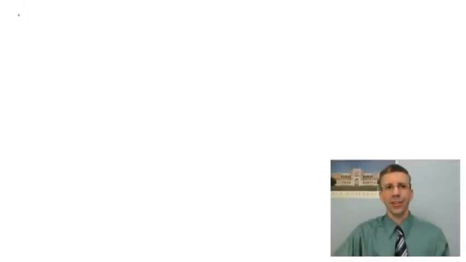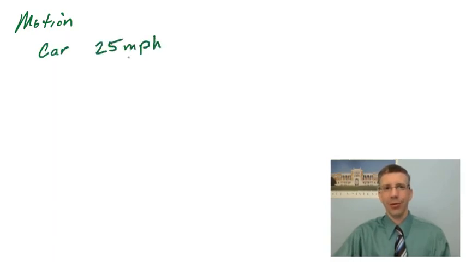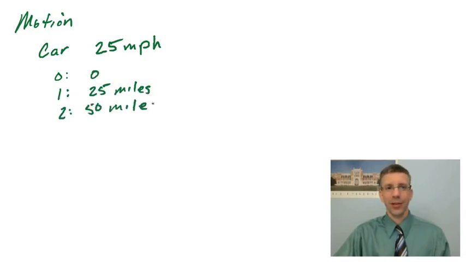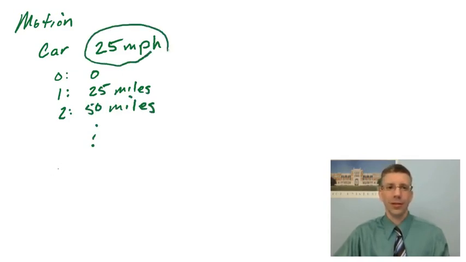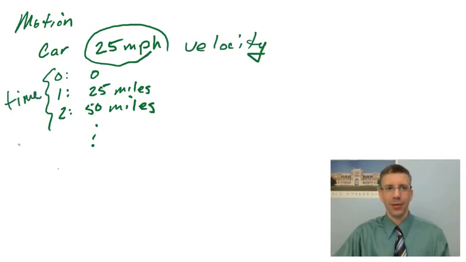Okay, so let's take a simple example and let's think about motion. How would I calculate the position of my car if I know it's traveling 25 miles per hour? After 0 hours, my position is 0 miles away from where I started. After 1 hour, my position is 25 miles. After 2 hours, it's 50 miles, and so on. So this is the velocity of my car. This is time.